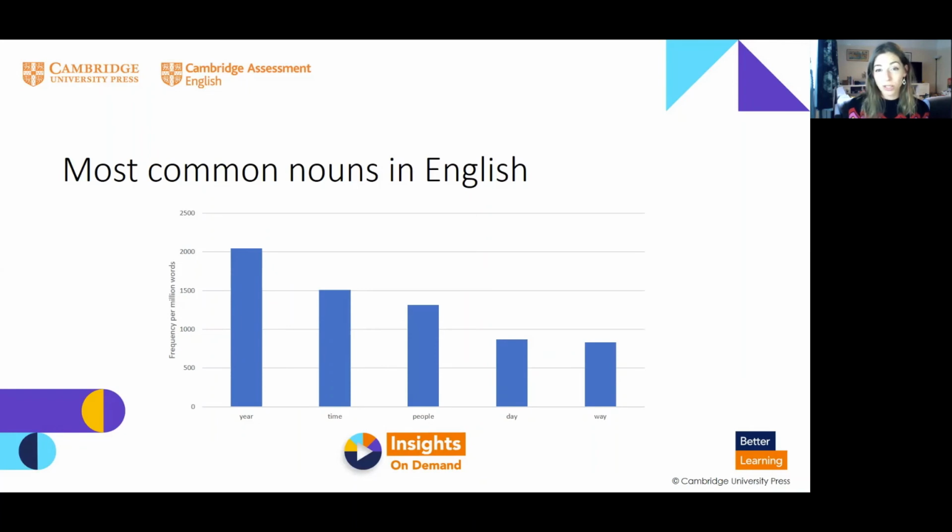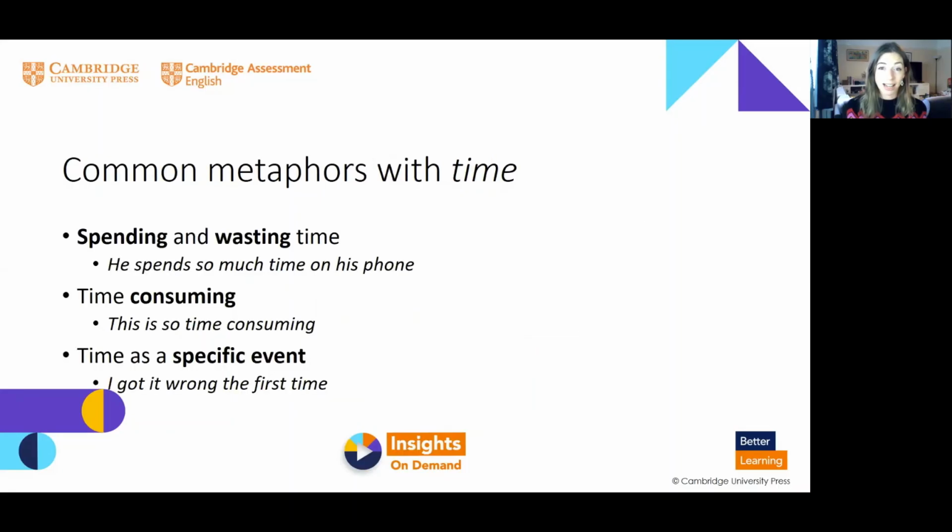In fact, according to our corpus, time is the most common abstract noun in spoken British English. Like many abstract nouns, time is a really versatile and useful word which we use to express lots of meanings, and we can see evidence of these different meanings in the corpus data.